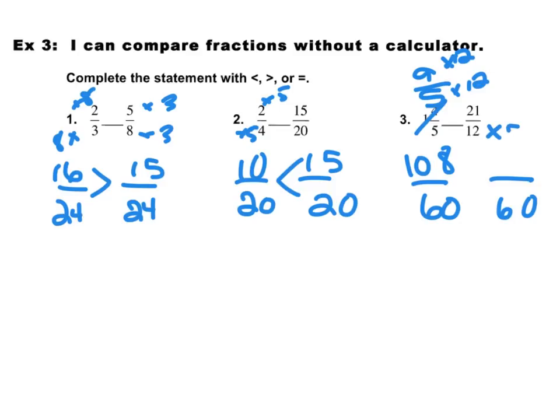And then this one I'm going to multiply by 5. So 21 times 5, and we're going to end up with 105. All right, so which one is greater? 108 all over 60 is greater than 105 all over 60. So there you have it. When you're comparing fractions without a calculator, you're going to want to have a common denominator.